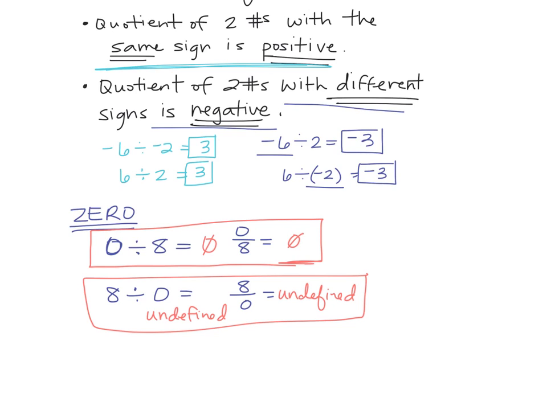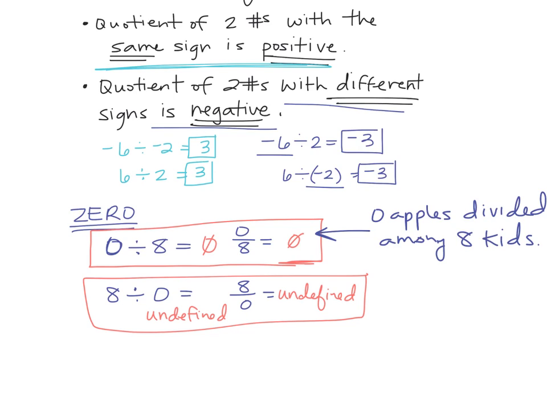Think of it this way. If we had 0 apples divided among 8 kids, how many apples does each kid get? 0, right? So 0 divided by 8 is 0. There are 8 kids, they get 0 apples. But if I said you have 8 apples among 0 kids.